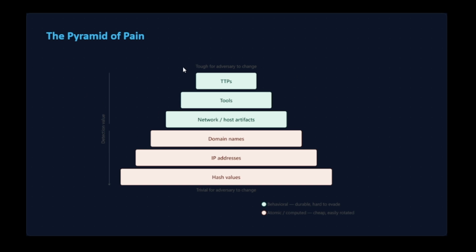The Pyramid of Pain is something that you'll see again and again as you study these topics and as you talk about cybersecurity. So here's a brief introduction. The Pyramid of Pain basically works up from what's tough for an adversary to change all the way up to what is easy for the adversary to change. So you've got your behavioral, which we mentioned, and then we've got atomic or computed, which are cheap and easily rotated. So you've got your tactics, techniques, and procedures.